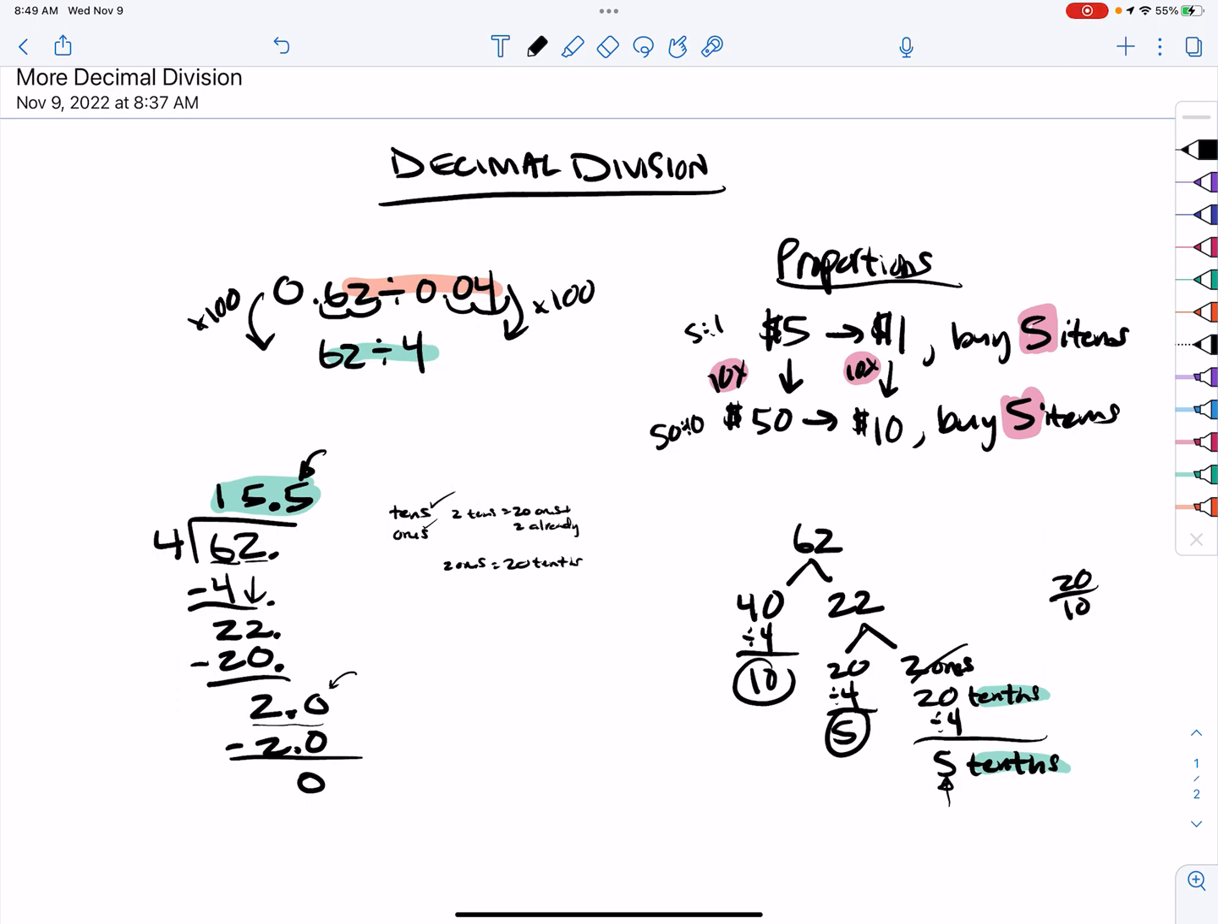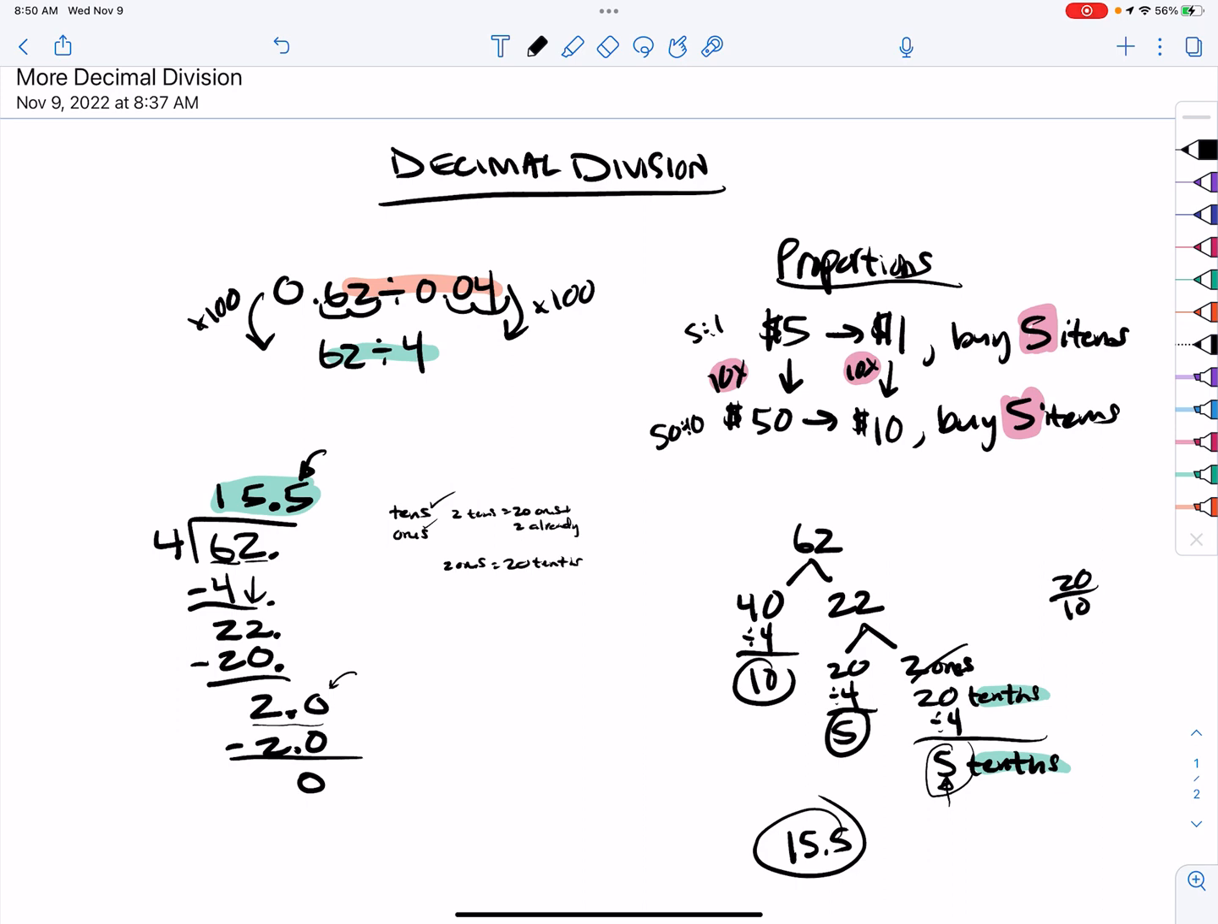I'm keeping the value of those numbers intact when I use this strategy. So now I know that I have 10, 5, and 5 tenths. So that is 15 and 5 tenths. So there you go. 62 hundredths divided by 4 hundredths is 15 and 5 hundredths, or 15 and a half.